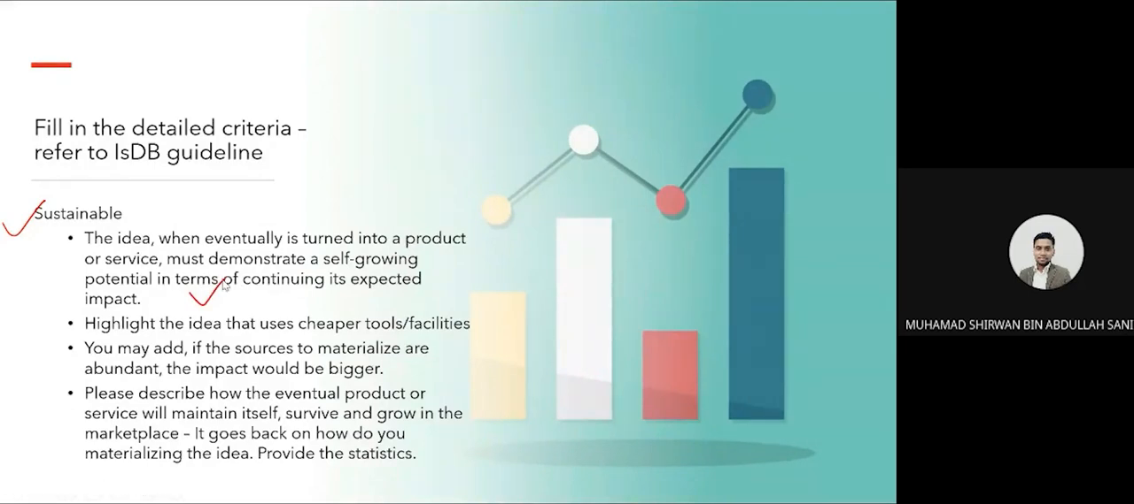By writing on sustainable, you need to highlight that the idea uses cheaper tools or facilities. This one, for example, in my case. For your idea, you may suggest that you use a tool which is available all over the world. It will be easier for you if anything related to your equipment or machine breaks down, because you know it is easily obtained, to make sure that the project is continuously done. That's why a sustainable requirement shall be fulfilled. You also may add that if the source materials are abundant, the impact will be bigger.